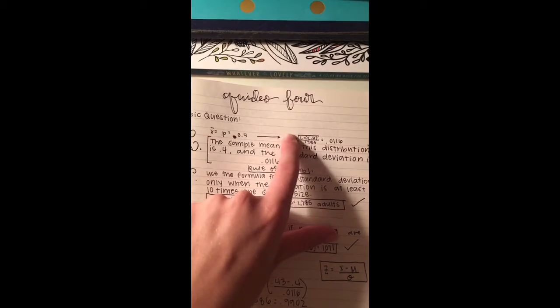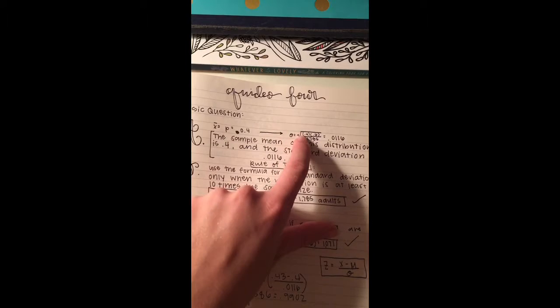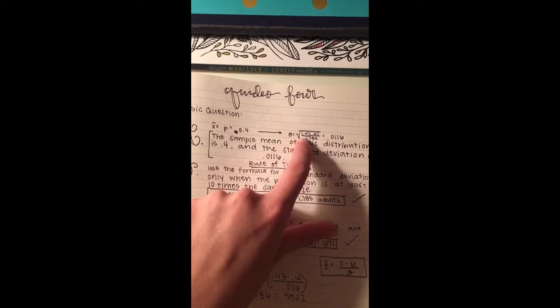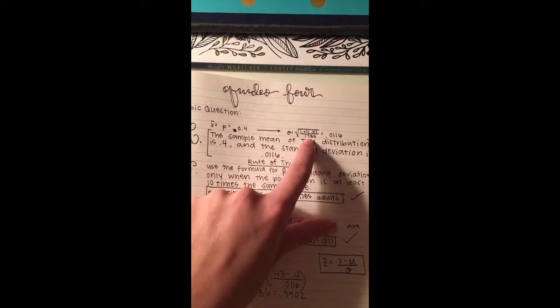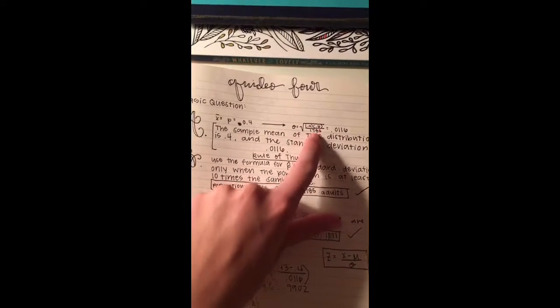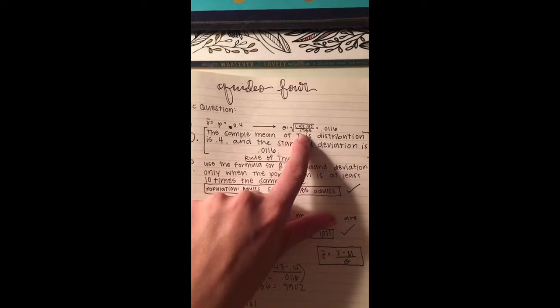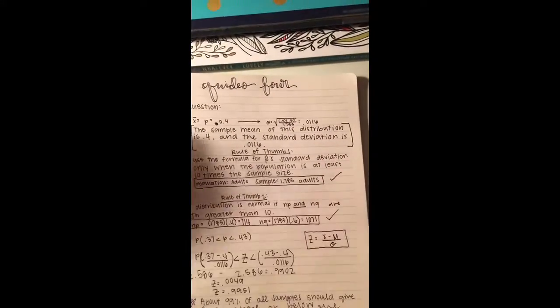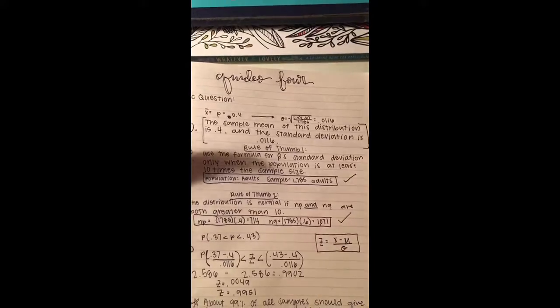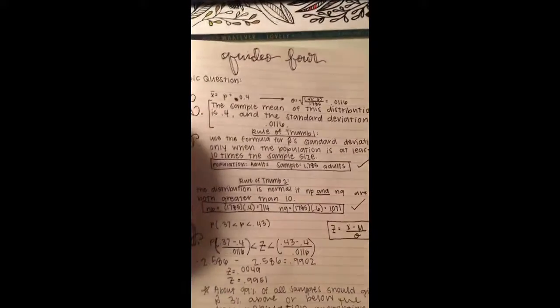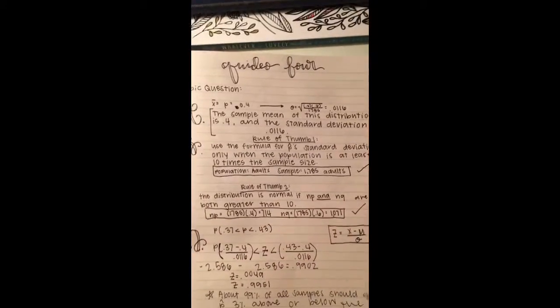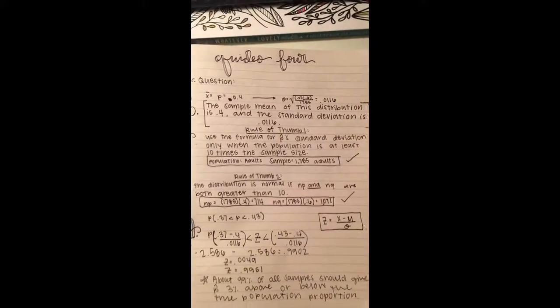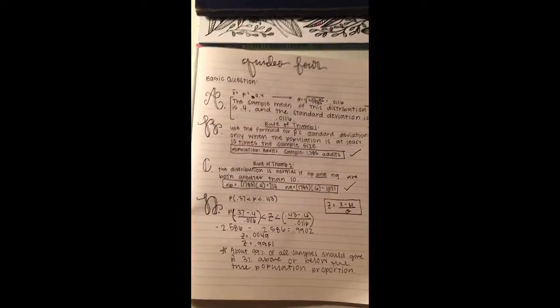We have the square root of pq over n to find the standard deviation, so it's 0.4 times 0.6, over 1785, and you take the square root to get 0.0116. So this says that the mean of this distribution is 0.4 and the standard deviation is 0.0116. So 40% of the population did attend church or synagogue.